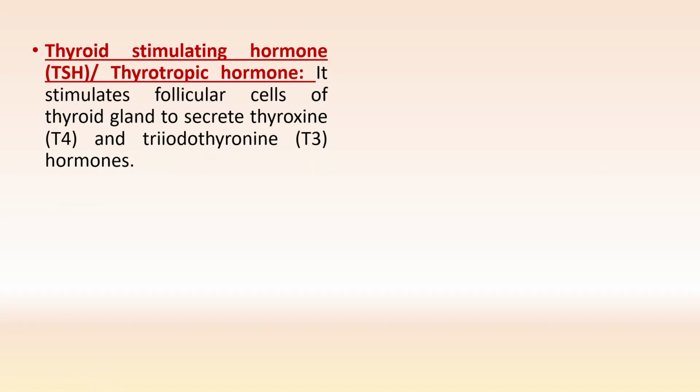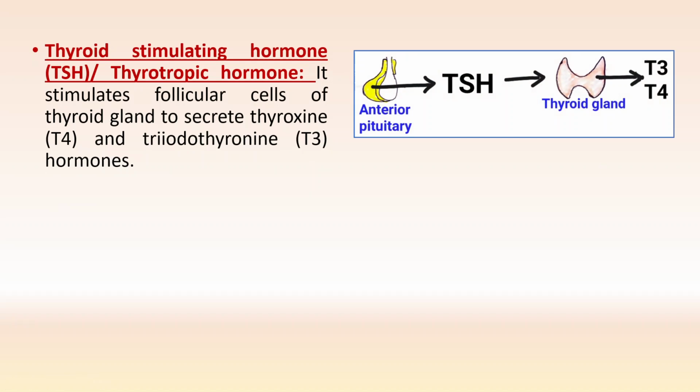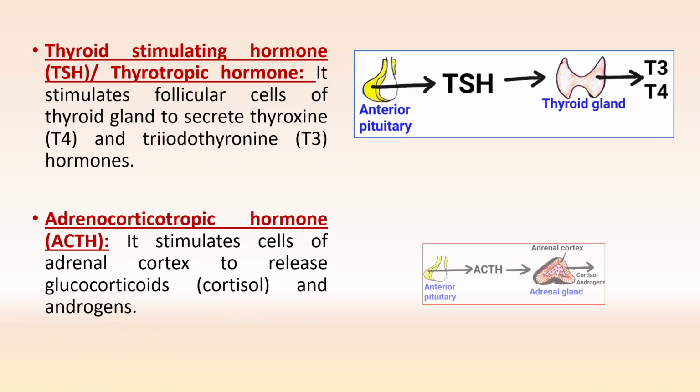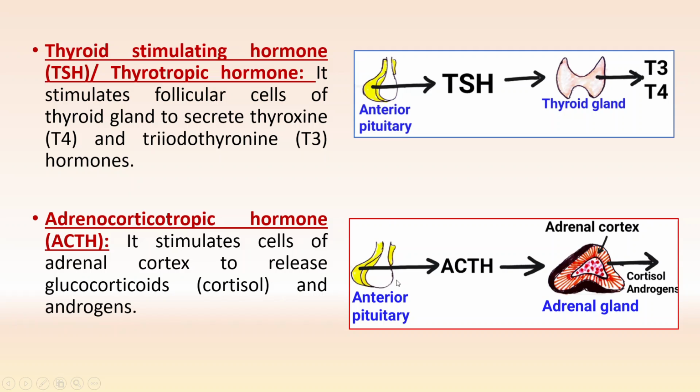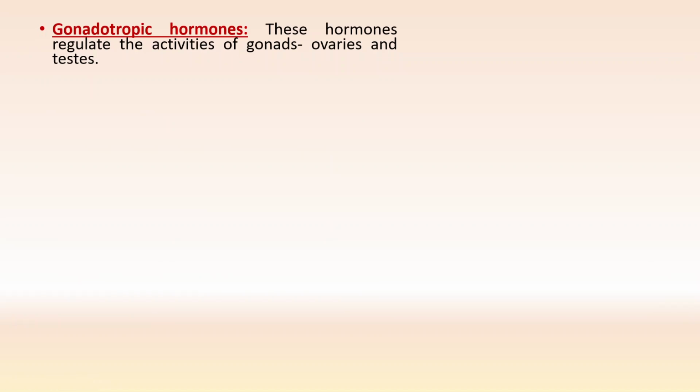Now the second hormone secreted from the anterior pituitary is thyroid stimulating hormone or TSH, which acts on the thyroid gland to produce T3 and T4. The third hormone is adrenocorticotropic hormone. It is named such because it acts on the adrenal cortex as a tropic hormone, and from there it stimulates the secretion of cortisol and androgens from the adrenal cortex. The third group of hormones secreted from the anterior pituitary is gonadotropic hormones, and they regulate the activities of gonads.